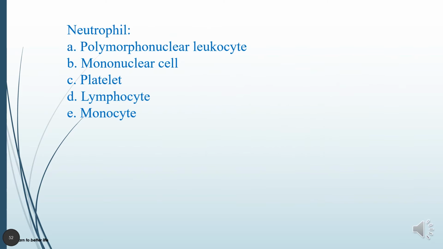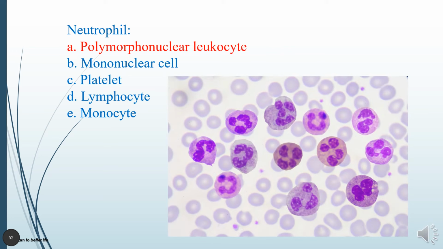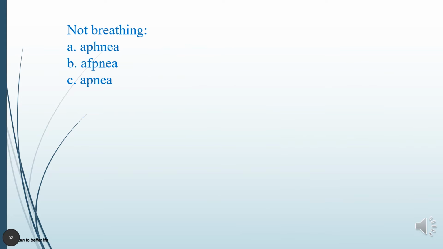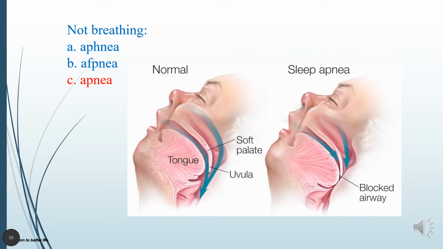Neutrophil is A. Polymorphonuclear leukocyte. B. Mononuclear cell. C. Platelet. D. Lymphocyte. E. Monocyte. The answer is A. Polymorphonuclear leukocyte. Not breathing. A. Apnea. The answer is C. Apnea.